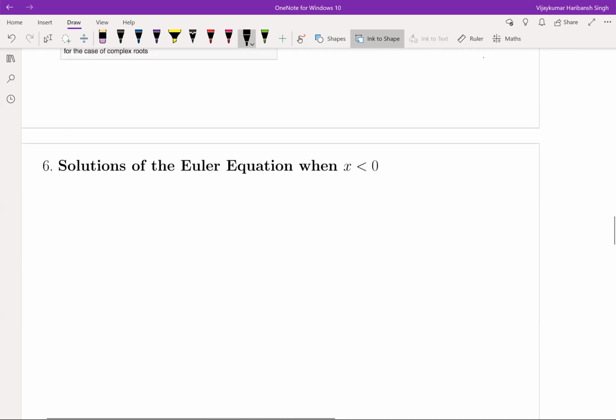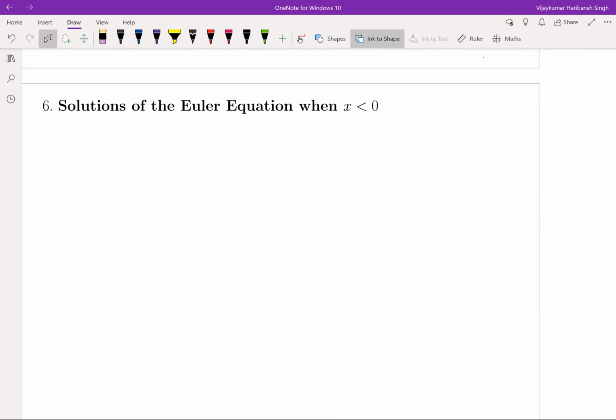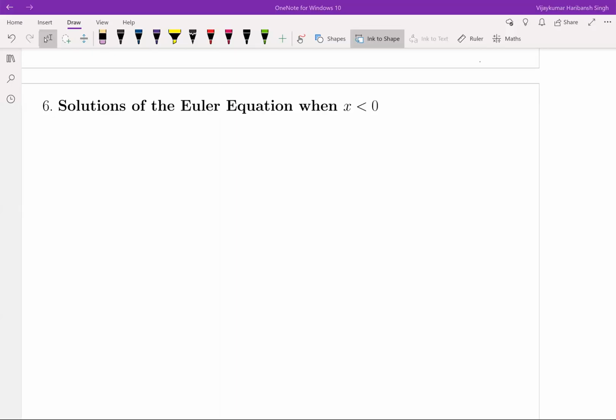All right. So now let's discuss the same scenario with the Euler equation when x is less than 0. In this case, we may have, for example, x to the half. It's not defined, it's not real, when x is less than 0, right? So we have to understand that whenever we have x to the half, it is not real when x is less than 0. So we have to bypass such scenarios using complex roots.